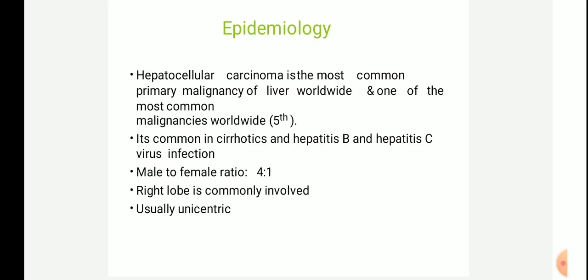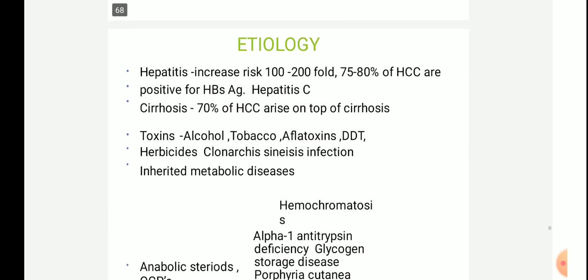It is common in cirrhotic patients. In hepatitis B, patients with core antigen positivity, the viral infection infects the liver and progresses to cirrhosis. If the patient is in a carrier state of hepatitis B, then there are no problems. Male to female ratio is 4:1. The right lobe is commonly involved, and it is usually unicentric.